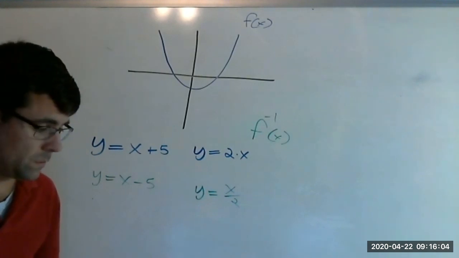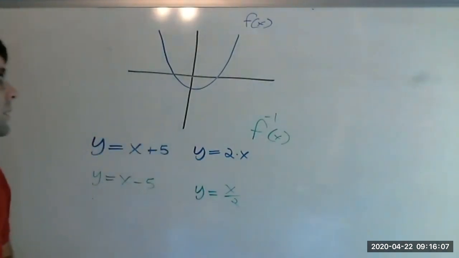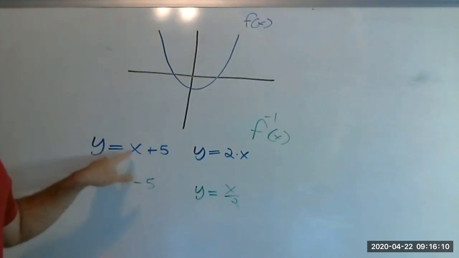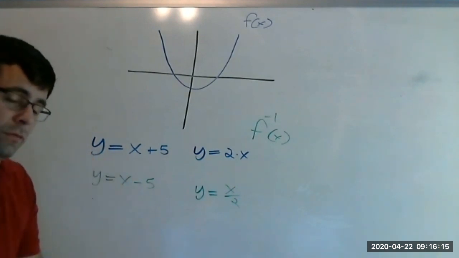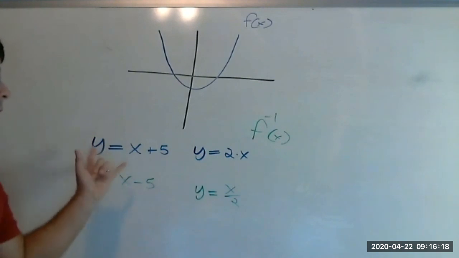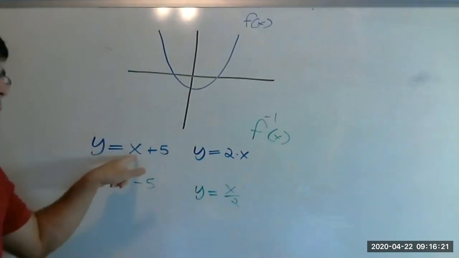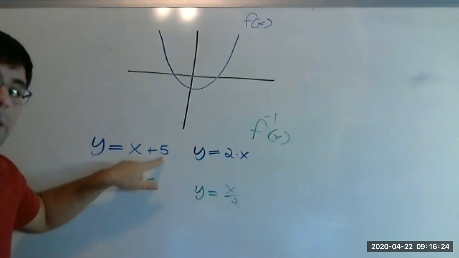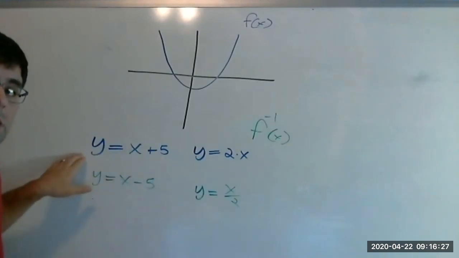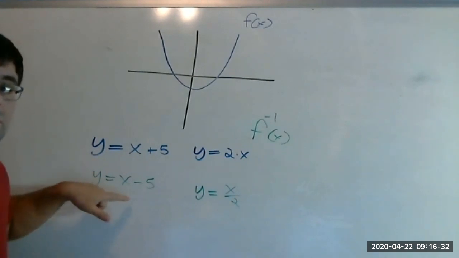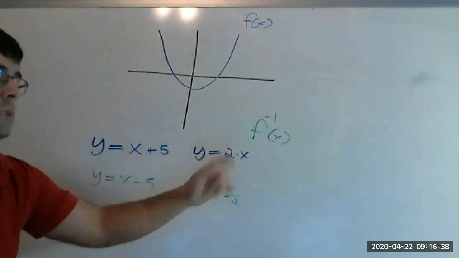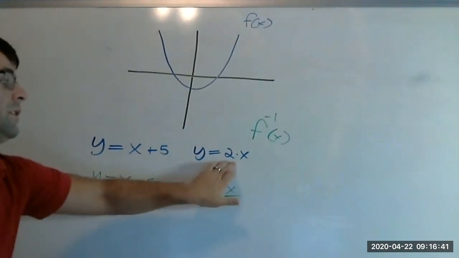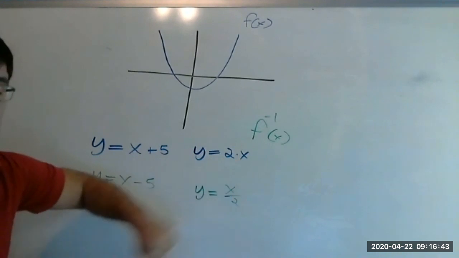So the way you find an inverse is you take your original equation and you switch the y and the x. And then you solve for y. So if we switch these two, we get x equals y plus 5. But we want the y to be by itself, so we move the plus 5 over. So we get x minus 5 equals y. Same thing over here. We switch these two and then get y by itself again. You have to take the 2 and divide it over. So you get y equals x divided by 2.